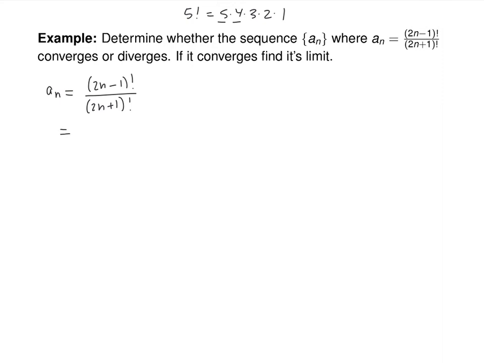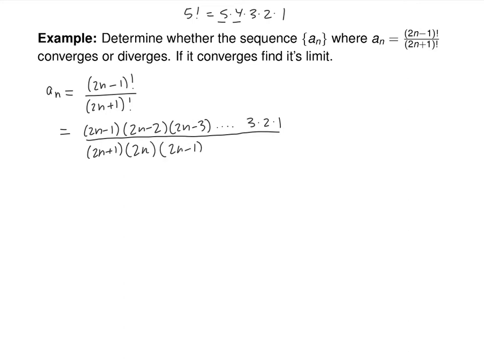You begin with 5, the next number is 1 less than 5. So (2n minus 1) factorial will begin with 2n minus 1. 1 less than 2n minus 1 is 2n minus 2. And then 2n minus 3. All the way down to whenever you get 3 times 2 times 1. How many numbers you will have in that numerator depends on what number you are plugging in for n. On the denominator, the first number is 2n plus 1. 1 less than 2n plus 1 is 2n. 1 less than 2n is 2n minus 1. 1 less than that is 2n minus 2, all the way down to 3 times 2 times 1.